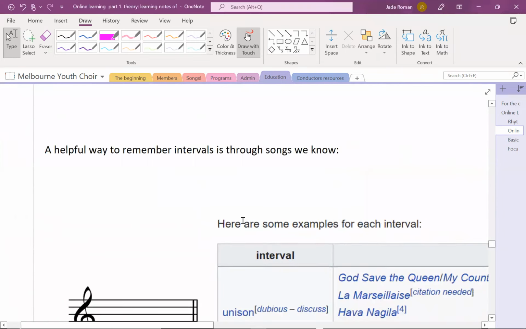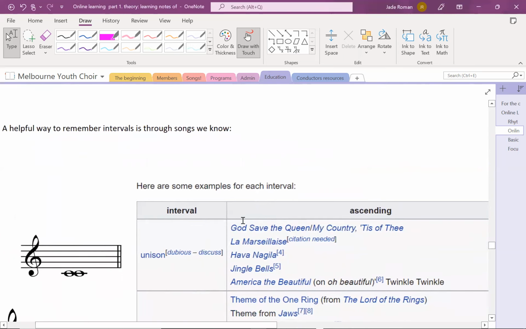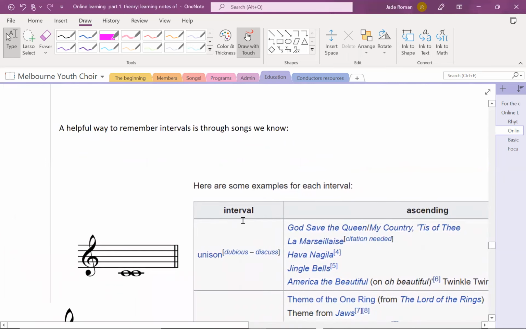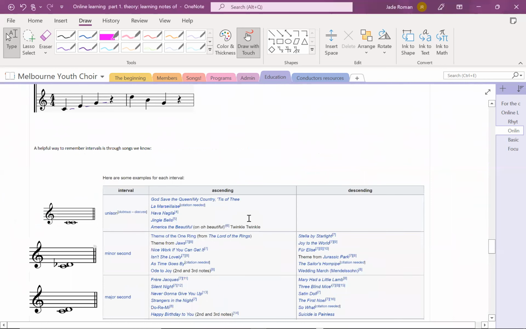So a helpful way to remember intervals is through common songs that we all know. And this is quite literally off Wikipedia. We're not going to look at every single thing that's written on here.